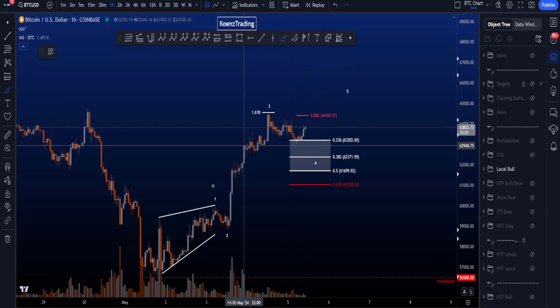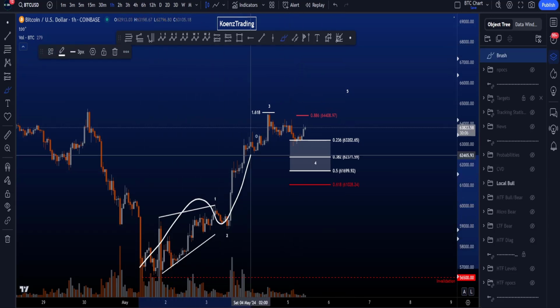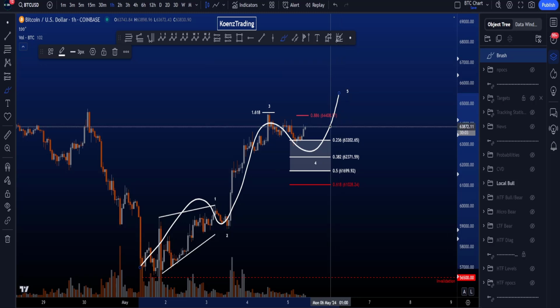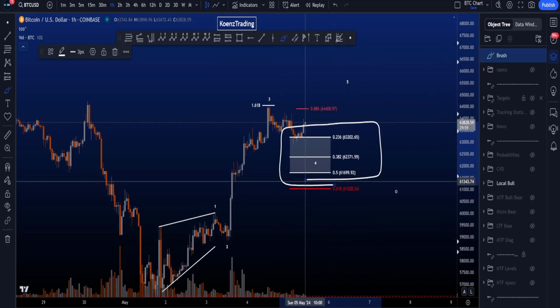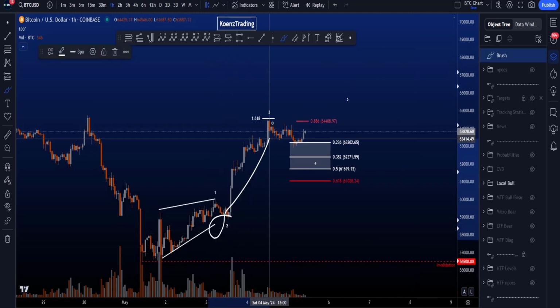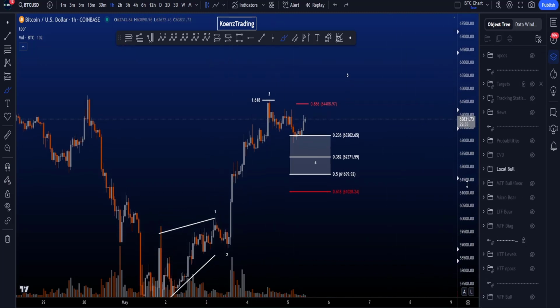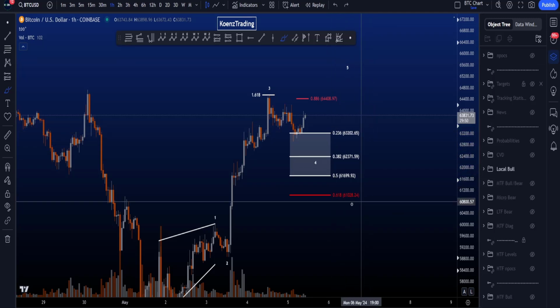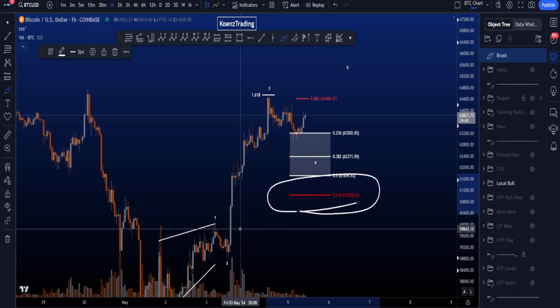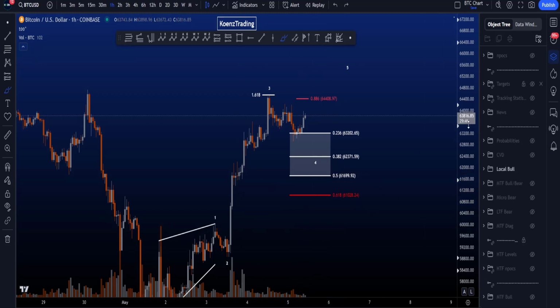A, B, C. And here we then have our wave 1, 2, 3, looking for 4, and then a wave 5 to the upside. Common target for your wave 4 is between the 236 and the 05, taken from the low of 2 to the high of 3, giving you a target area between 63.2k and 61.7k, with the invalidation for wave 4 being the 618 at 61k.